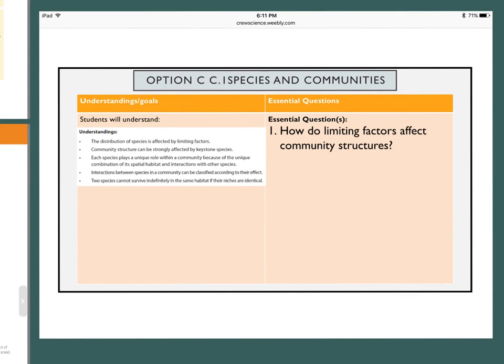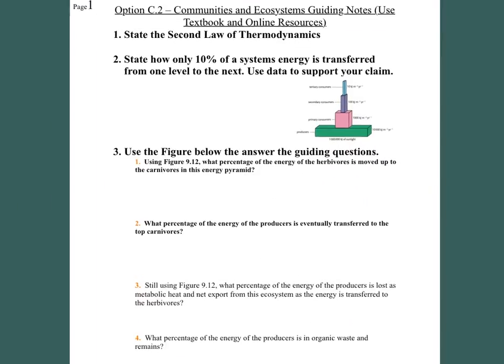So we're in the unit discussing ecosystems, and we're in part 1, species and communities. Our overarching essential question is, how do limiting factors affect community structures? In other words, how do the resources available affect how the species in that community interact? What I want to review with you guys is your guiding questions for C.1 from your textbook and from the notes. So let's look at question 1.